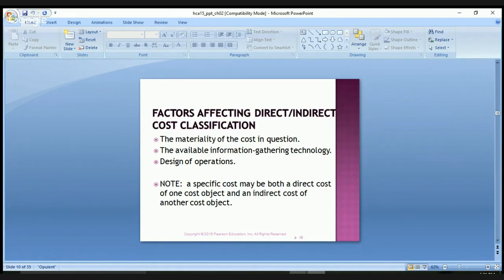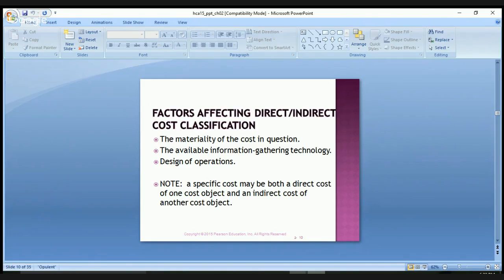All right, factors affecting direct and indirect cost classifications. Some of them are the materiality of the cost in question, the available information gathering technology, and design of operations.